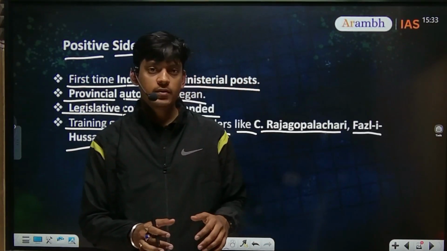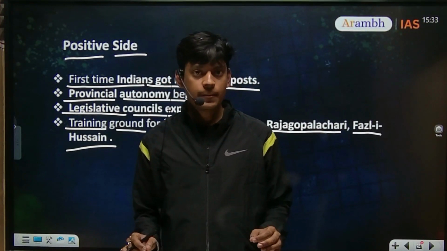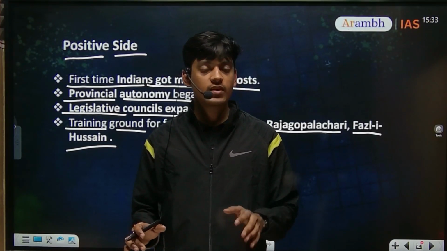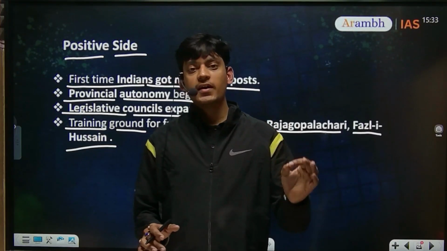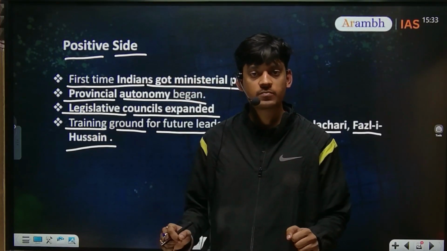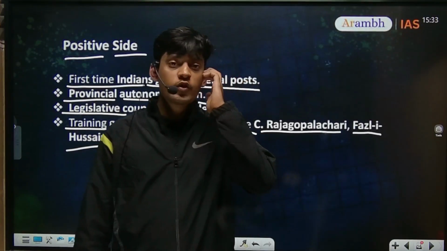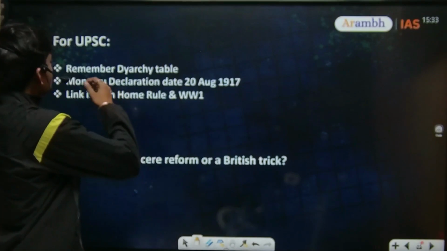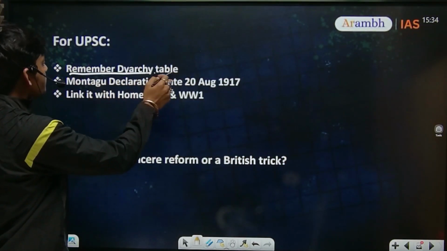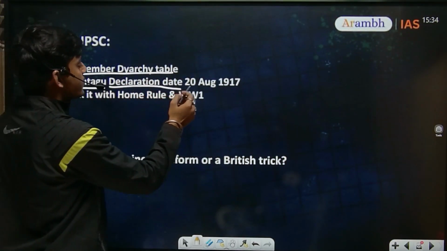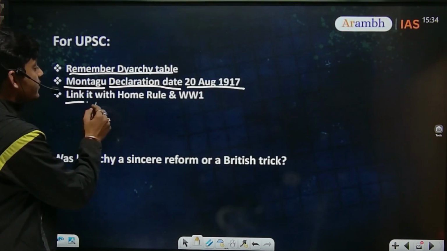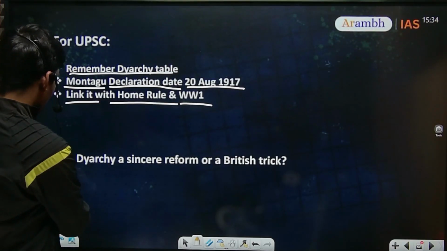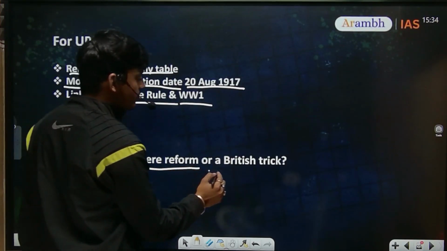So, to recap, the Government of India Act of 1919 introduced Dyarchy, bicameralism and limited franchise, a small step towards self-rule but with too much British control. For UPSC, remember the Dyarchy table and the Montagu Declaration date, 20 August 1917, linked with the Home Rule movement and World War I. And now there is one question: is Dyarchy a sincere reform or a British trick?